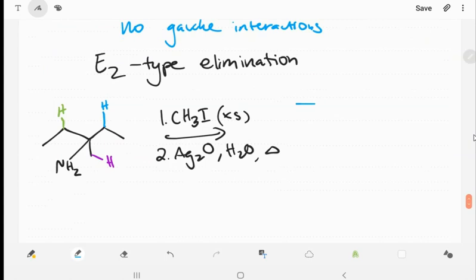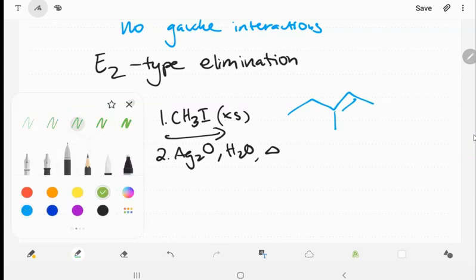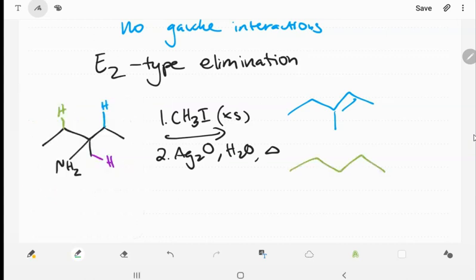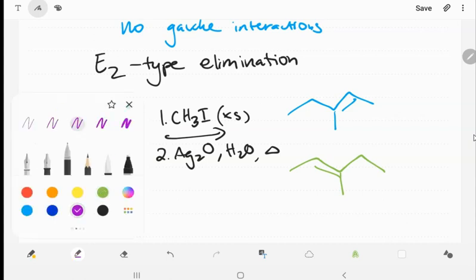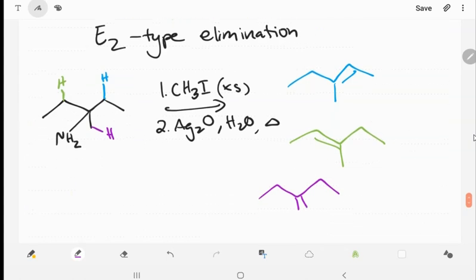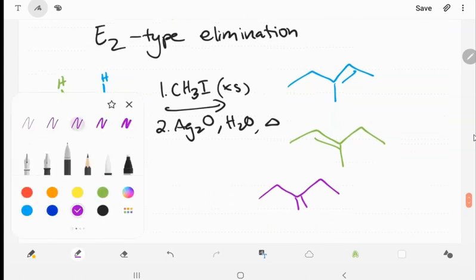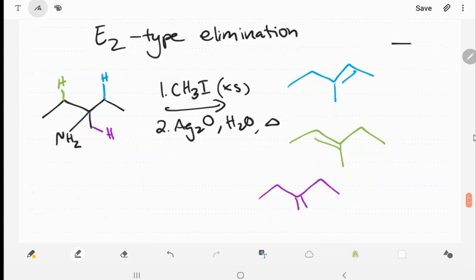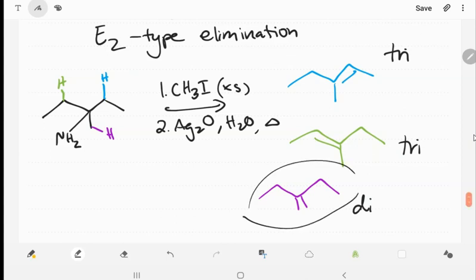If we eliminate the blue one, we end up with this. If we eliminate the green one, we get this. And if we eliminate the purple one, we get this. We see this one is tri-sub. This one is only di-sub, so the winner is the purple one.